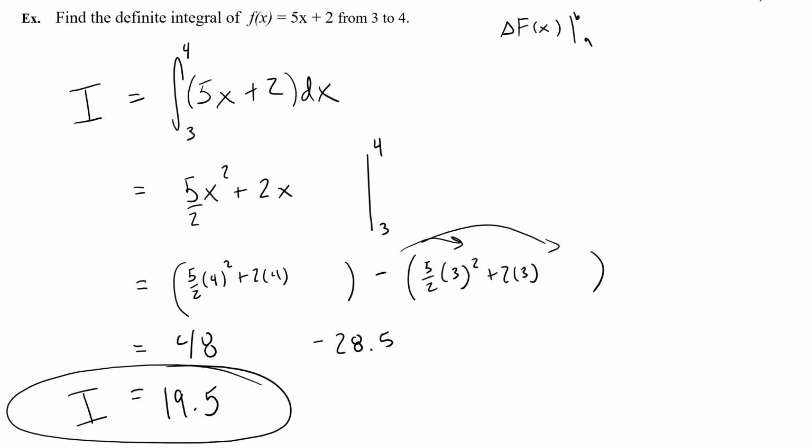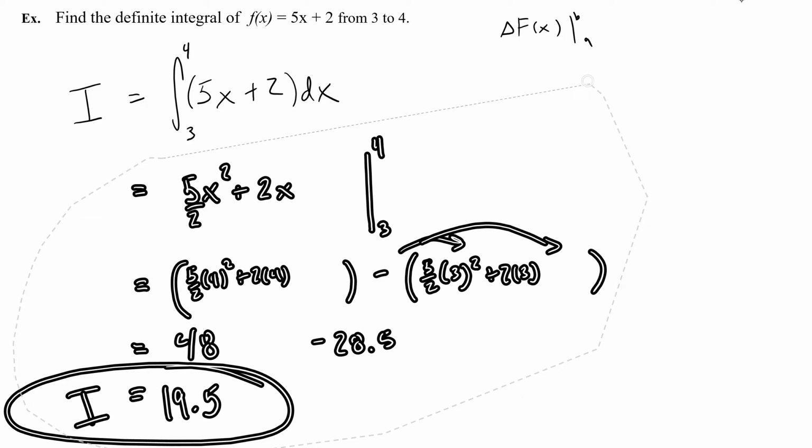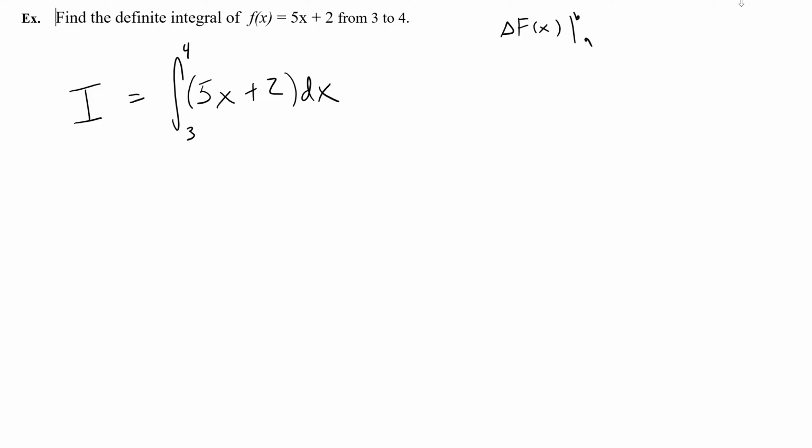Great. Congratulations. Now, let me show you a fun way to check to see if you did this correctly. First, let's get rid of some of this work. Actually, maybe let's leave the antiderivative. So 5 halves x squared plus 2, and then we evaluated from 4 to 3, equals 19.5. We'll leave that as our work.